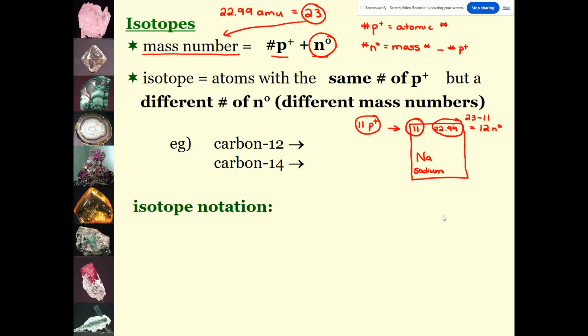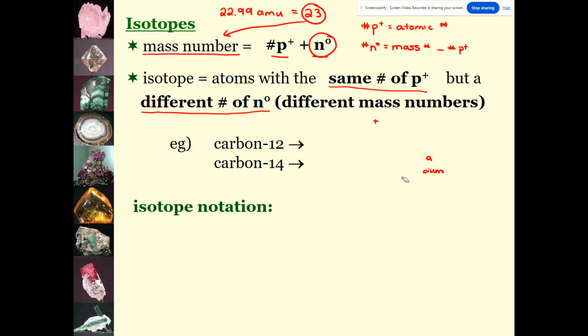For isotopes, this is important because what an isotope means is that you have two different forms of an atom. They have different masses. Why do they have different masses? It's not because of the protons. Protons is always atomic number. So they have the same number of protons, but their masses are different because they have a different number of neutrons. Okay, so for example, we're going to look at carbon.